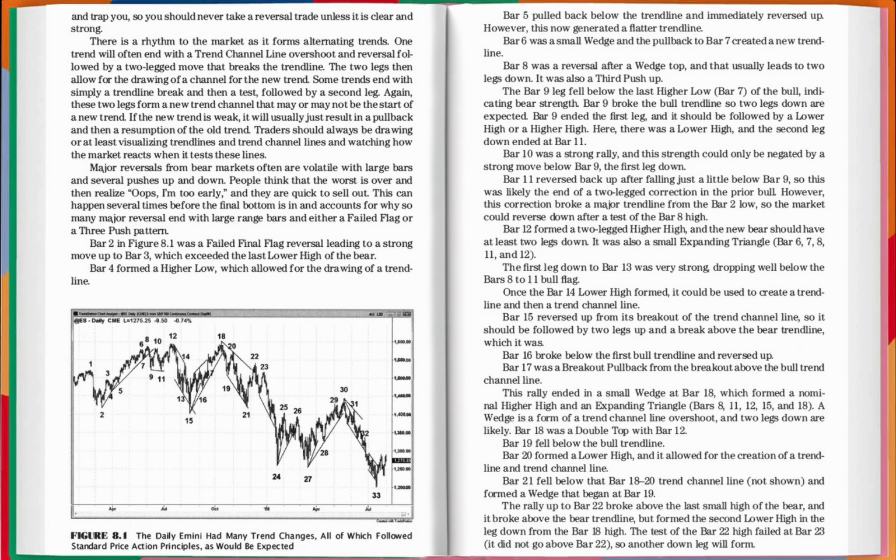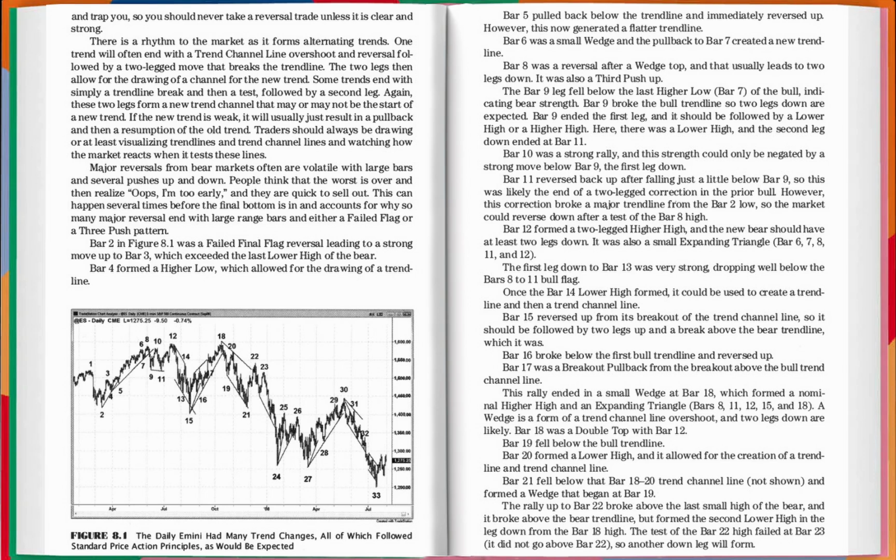This rally ended in a small wedge at bar 18, which formed a nominal higher high and an expanding triangle, bars 8, 11, 12, 15, and 18. A wedge is a form of a trend channel line overshoot, and 2 legs down are likely. Bar 18 was a double top with bar 12. Bar 19 fell below the bull trend line.